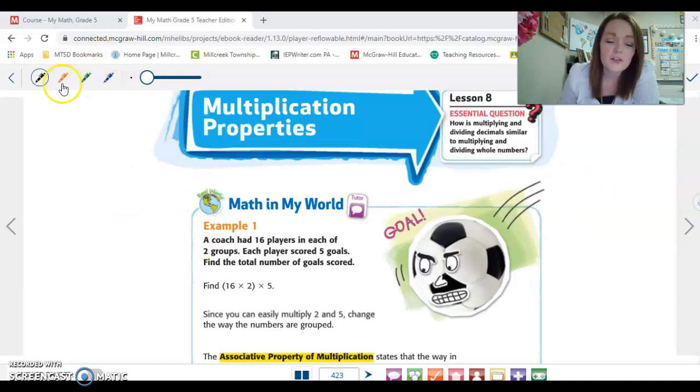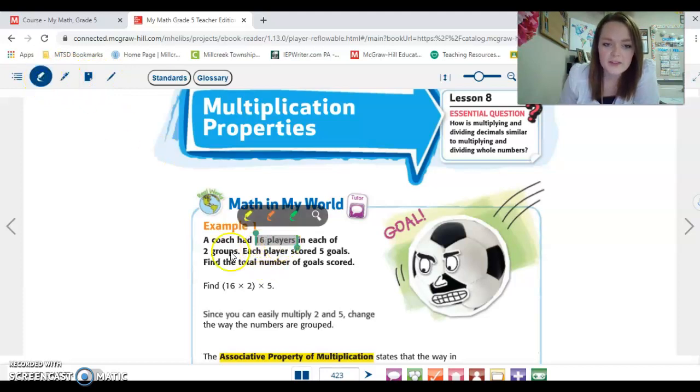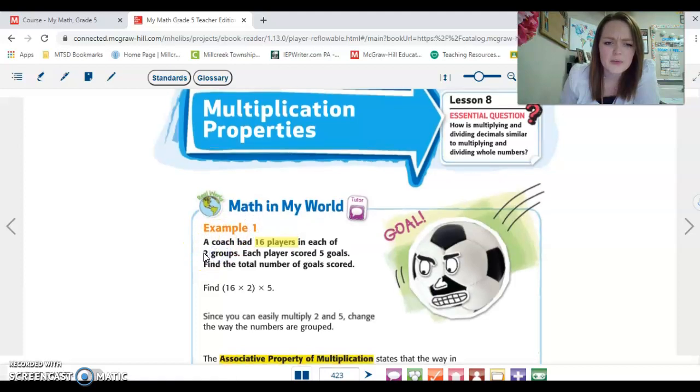Okay, so there are a few things that we can highlight in our word problem so we know what we are multiplying together. We have 16 players, 2 groups, and how many goals did they score again? They each scored 5 goals. That must be some all-star team right there. So we're going to end up multiplying all of these numbers together.